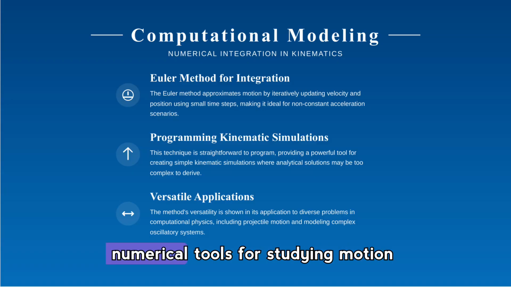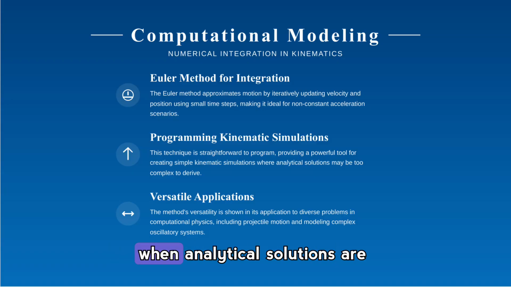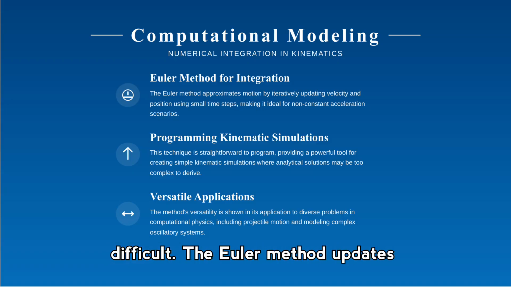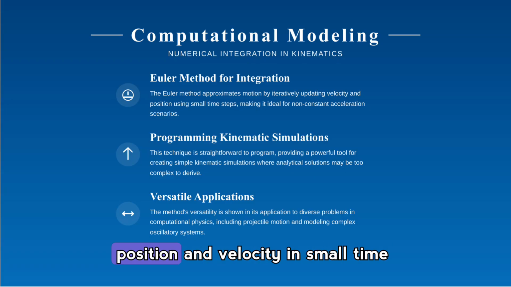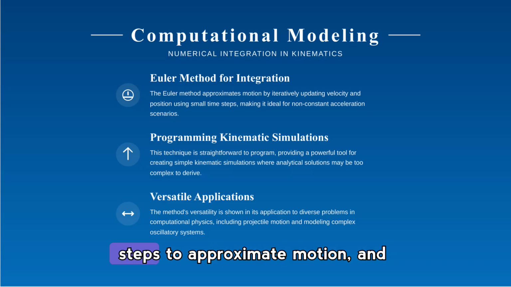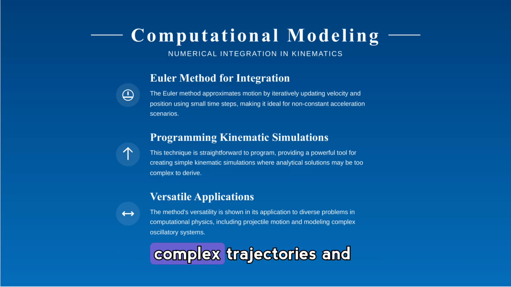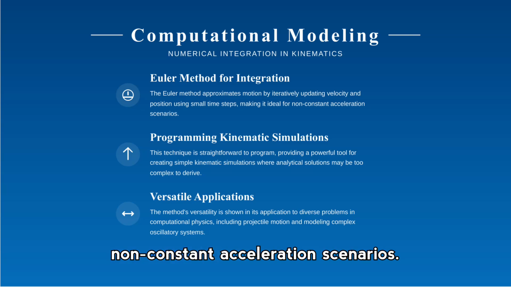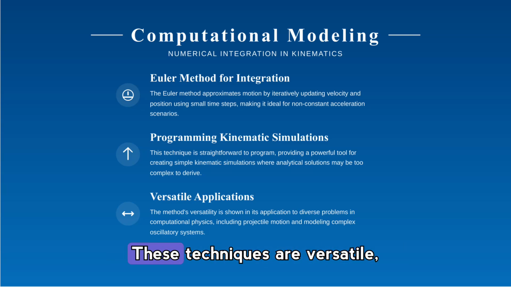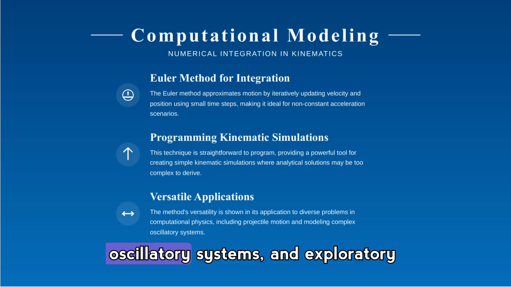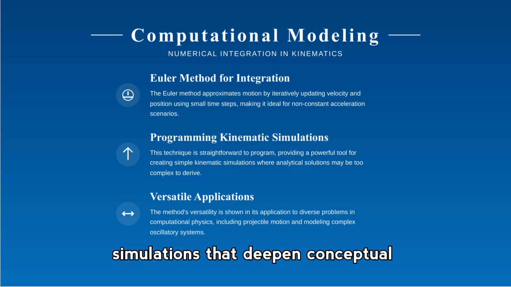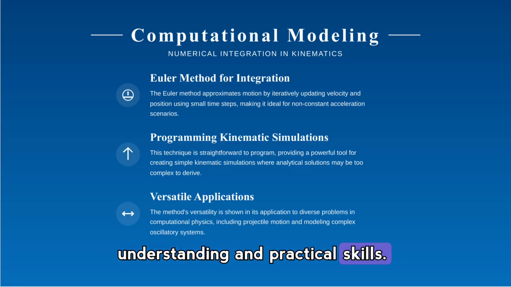Computational modeling offers numerical tools for studying motion when analytical solutions are difficult. The Euler method updates position and velocity in small time steps to approximate motion, and simple programs can simulate complex trajectories and non-constant acceleration scenarios. These techniques are versatile, supporting projectile problems, oscillatory systems, and exploratory simulations that deepen conceptual understanding and practical skills.